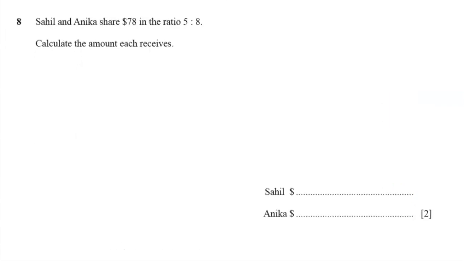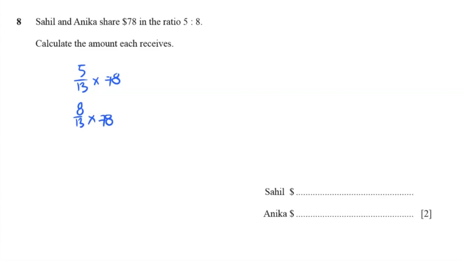Sahil and Anika share $78 in the ratio 5:8. Calculate the amount each receives. All right, if Sahil gets 5 shares and Anika gets 8 shares, there's a total of 5 plus 8 is 13 shares. And so he'll receive 5 out of 13 times the total amount, 78. And Anika received 8 out of 13 of 78. And they're the 2 answers.